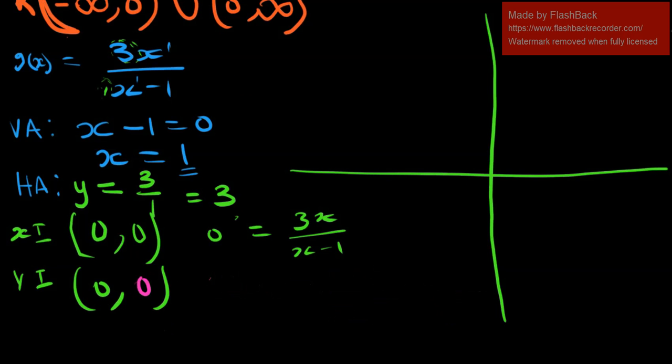So let's plot our points. The vertical asymptote is x equals 1. So it's somewhere there. Let's have our vertical asymptote right there, x equals 1. And our horizontal asymptote is y equals 3. So when y is 3, we have the horizontal asymptote.